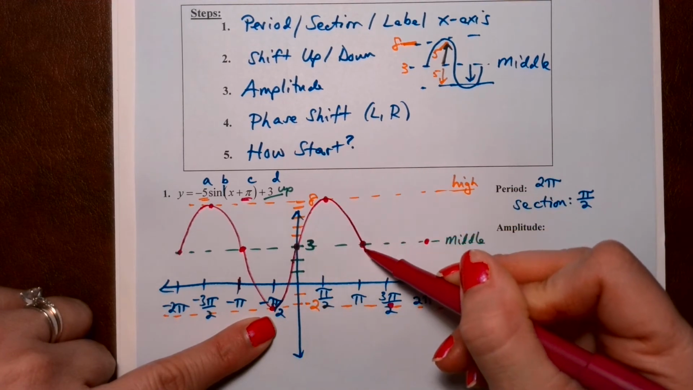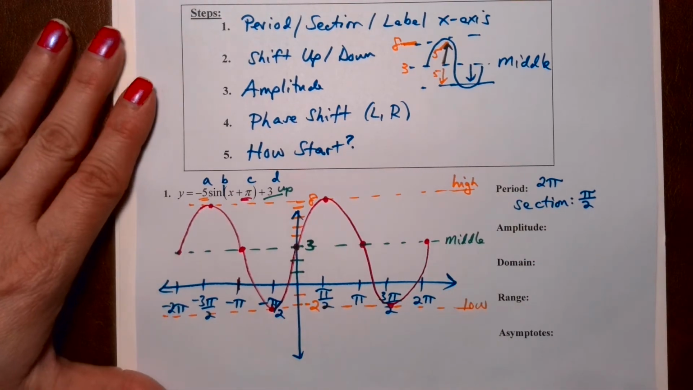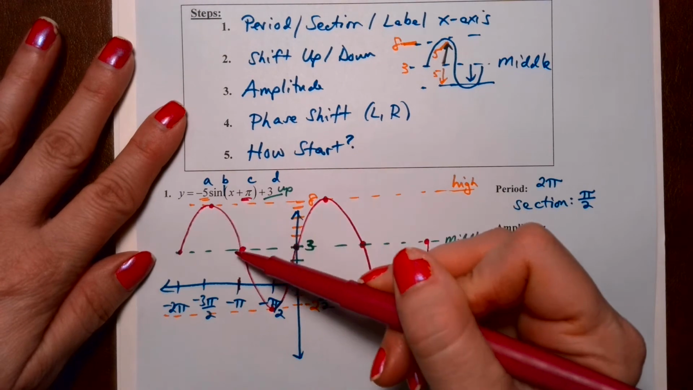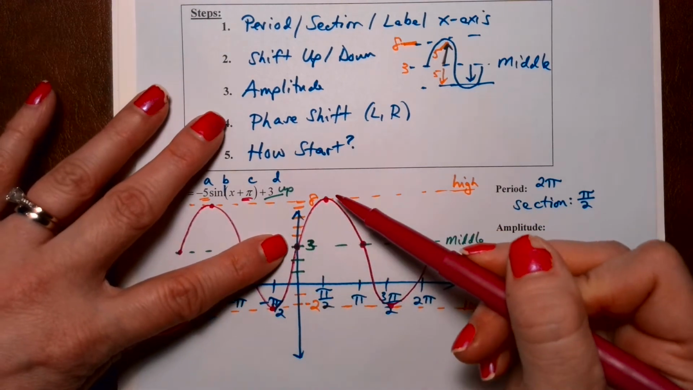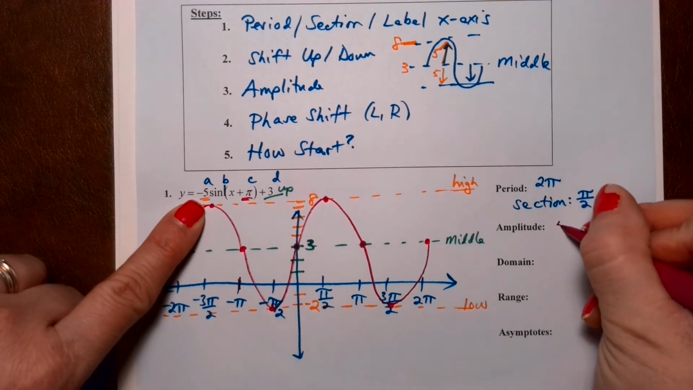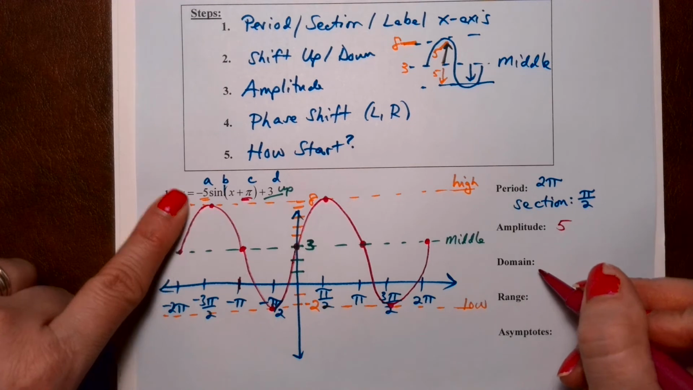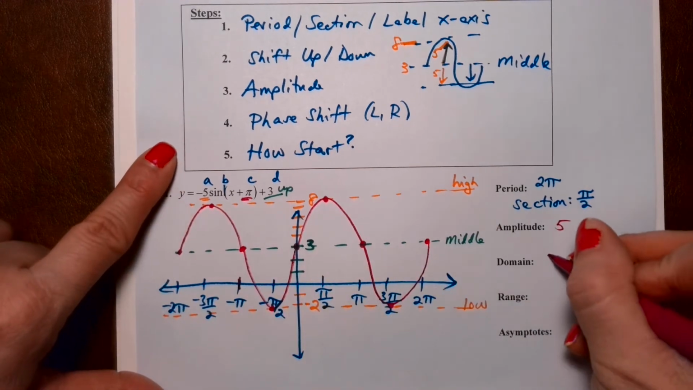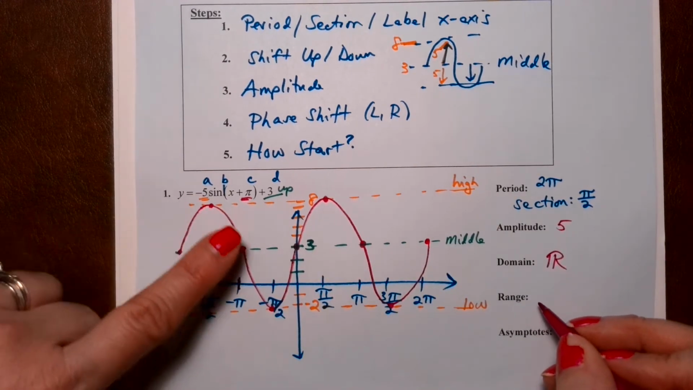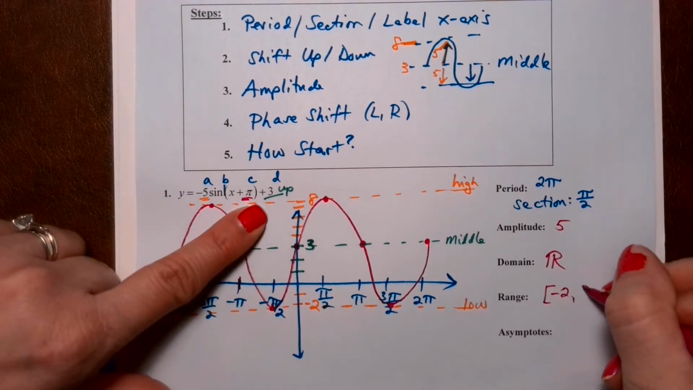High, middle, low, middle. Did we get 2 periods in? Up, down, down, up, down, up. We did. The amplitude for this graph was positive 5. Don't say the negative. The domain for this graph doesn't stop. It's continuous, all reals. The range goes from as low as negative 2 and as high as 8.